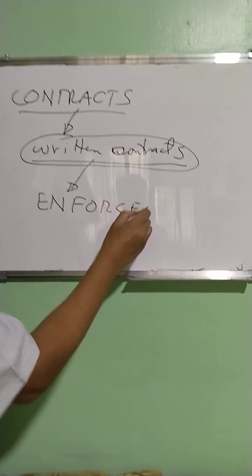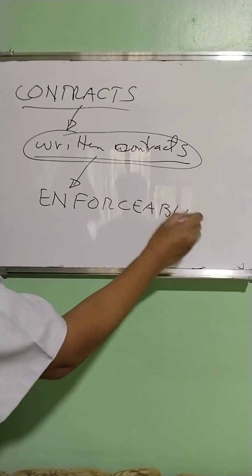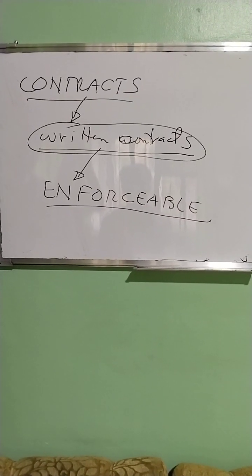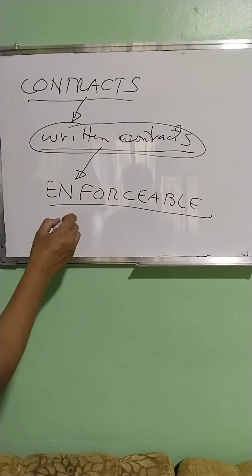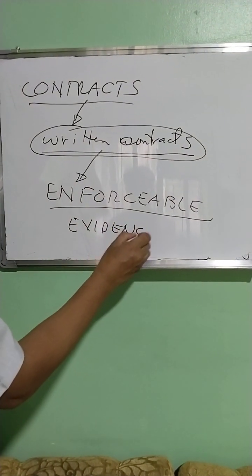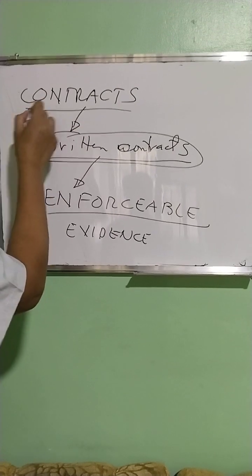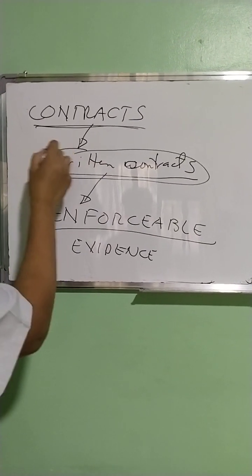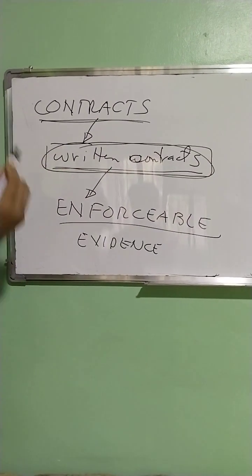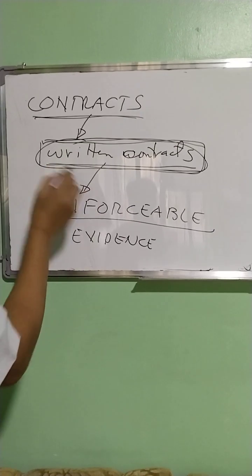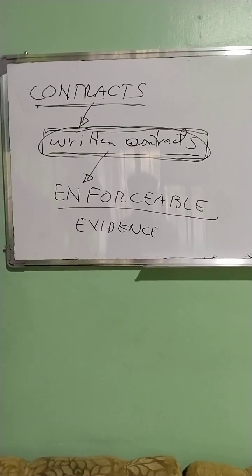What do you understand by the word enforceable? Well, enforceable meaning it can be presented in court as evidence. So when we talk of contracts in our jurisdiction, in our country, we talk more of written contracts, because written contracts are the ones that are enforceable.